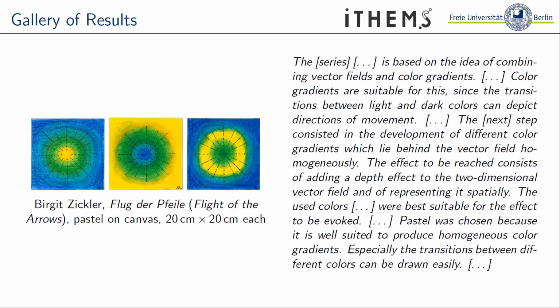The effect to be reached consists of adding a depth effect to the two-dimensional vector field and of representing it spatially. The used colors were best suitable for the effect to be evoked. Pastel was chosen because it is well suited to produce homogeneous color gradients. Especially the transitions between different colors can be drawn easily.